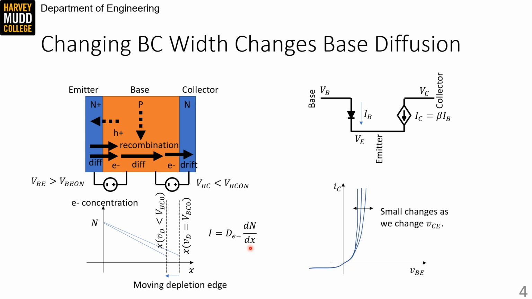We can import that effect into our IC VBE curve as slight fluctuations in the exponential behavior as VCE is varied. So our exponent will be a little steeper or a little shallower as VCE changes. As usual though, we'll be able to get a better look at this behavior when we plot IC versus VCE, so that we don't have our changes swamped out by the big changing exponential with VBE.